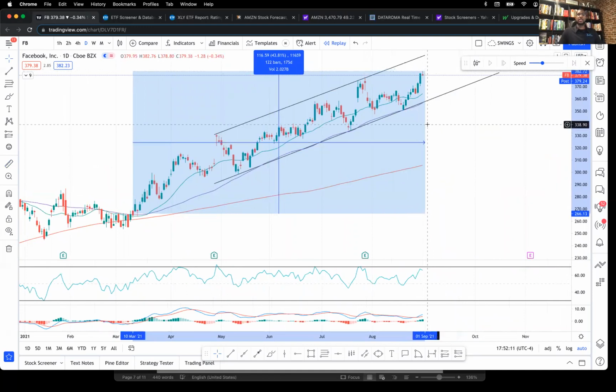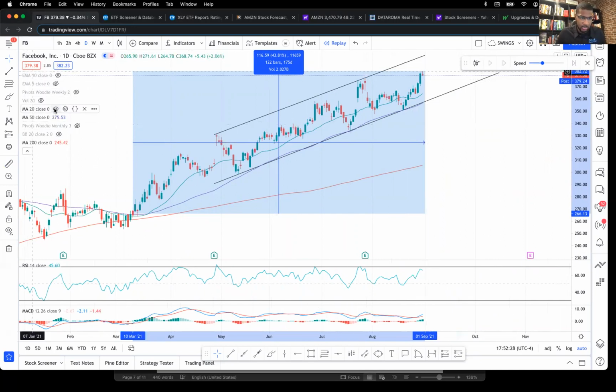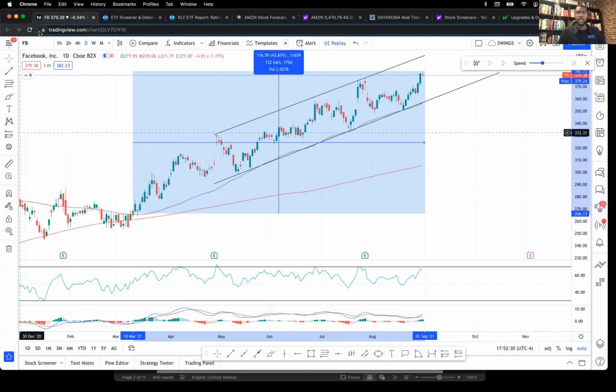So if you would have got into Facebook back then when it crossed on that stage 2 breakout, using the stages of the market that I just broke down, let me just take this 20-day moving average off so you guys can see clearly what I'm talking about. If you would have got into Facebook on that 50-day cross, you'd still be in Facebook right now. You would have made 43.81% return on your money, and you would have been holding that trade for about 175 days now.